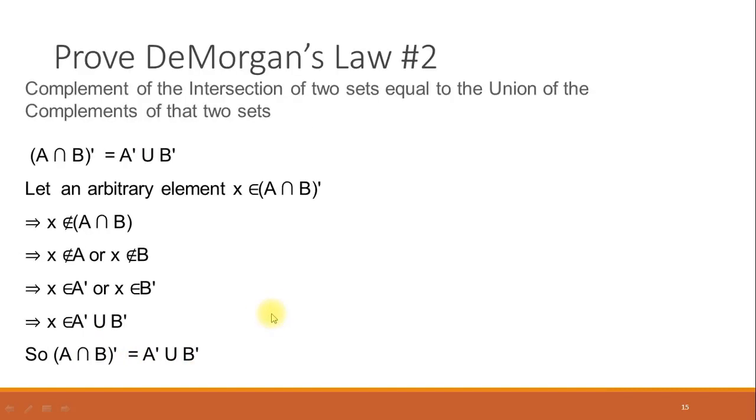Now to prove De Morgan's second law. De Morgan's second law says that the complement of the intersection of two sets is equal to the union of the complements of those two sets. That is, (A intersection B) whole complement is equal to A complement union B complement.